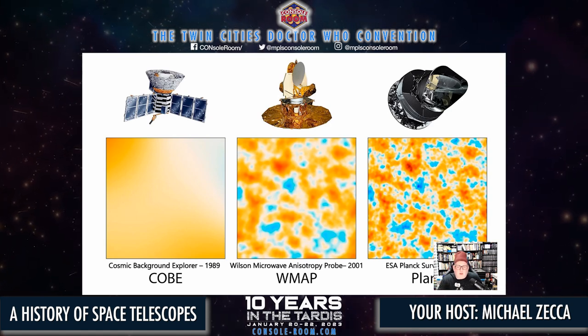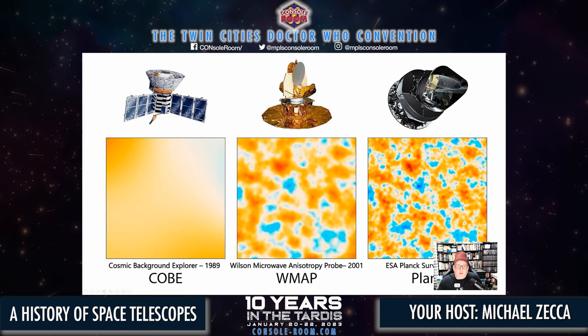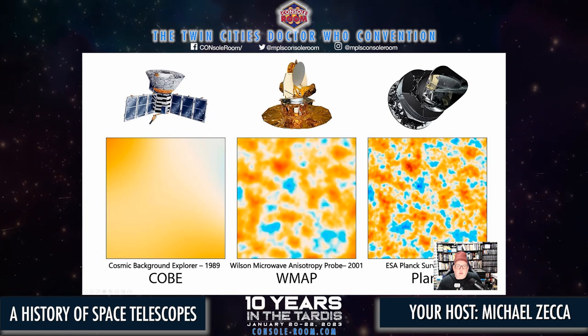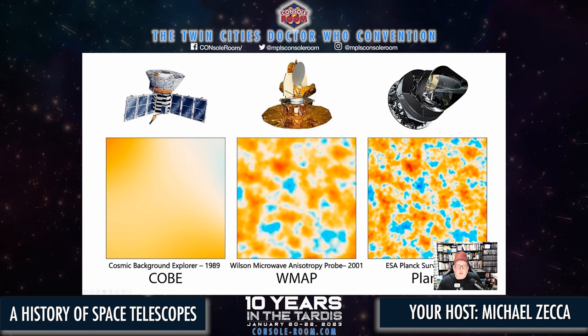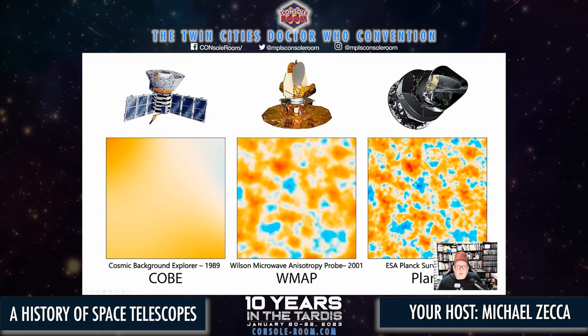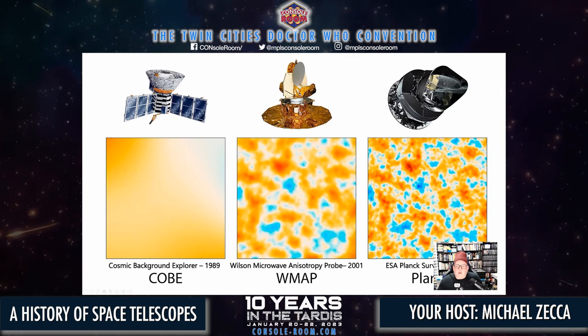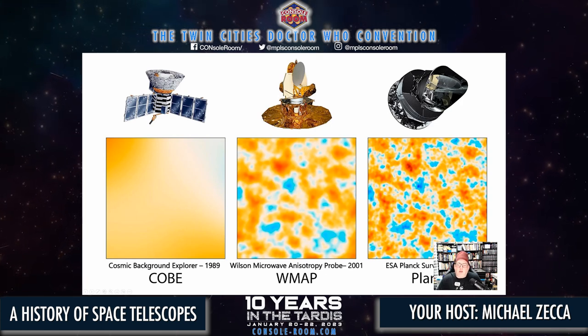What was cool with this explorer is we not only saw that, but you can see the subtle variations across the universe with this. And you'll see these maps with different colors, and you can see there were subsequent missions like the Wilson and the Planck Surveyor that saw in greater detail.